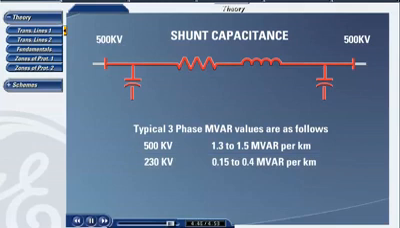Caution needs to be taken when transmission lines are used with high voltage potentials. Due to the Ferranti effect, the shunt capacitance on the line can become so large that the voltage on the far end of the line can rise higher than the normal line potential.